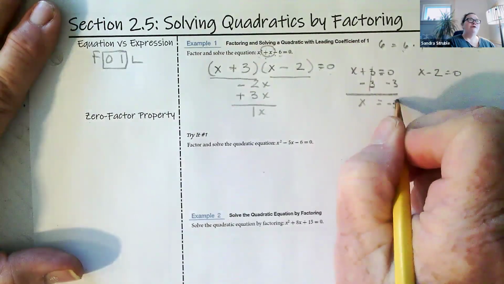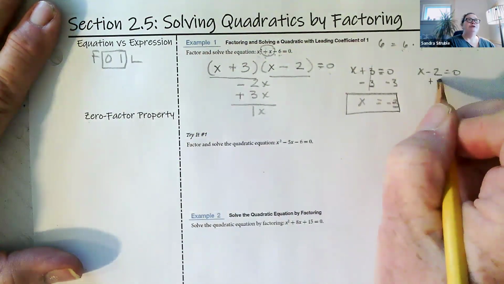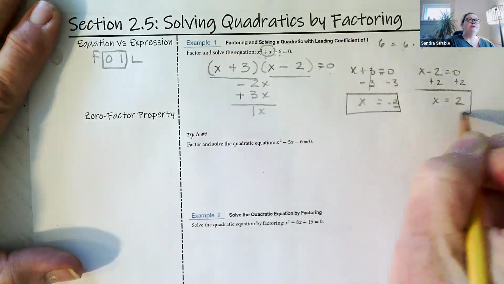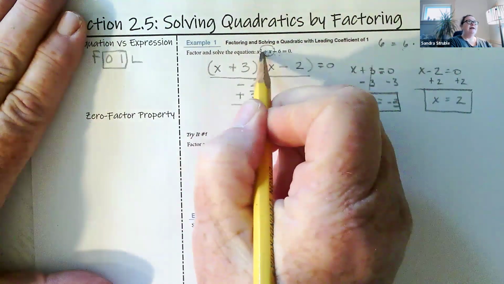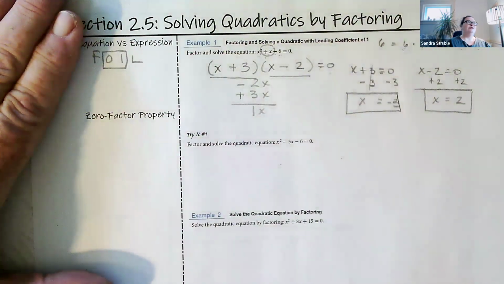So our first answer is x equals -3. And then we're going to add 2 to both sides. x equals +2. So we have 2 answers here. I knew we were going to have 2 answers because our highest exponent is 2, which means we're going to have 2 answers.